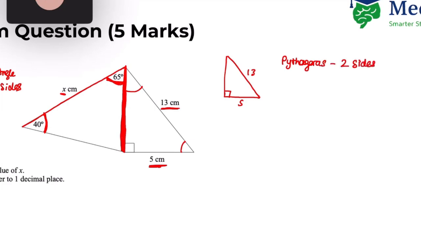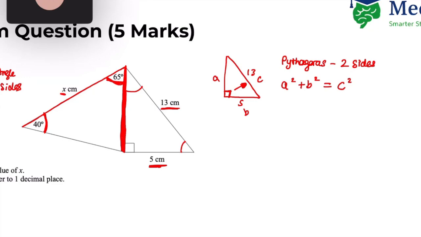We know that Pythagoras' theorem is a squared plus b squared equals c squared. So let's label. We know that c is the longest side in the triangle, opposite the right angle. The right angle is over here, so the side opposite it is going to be our c, the hypotenuse. The other two sides can be a and b in any order. So I'm just going to label this as a and this as b.